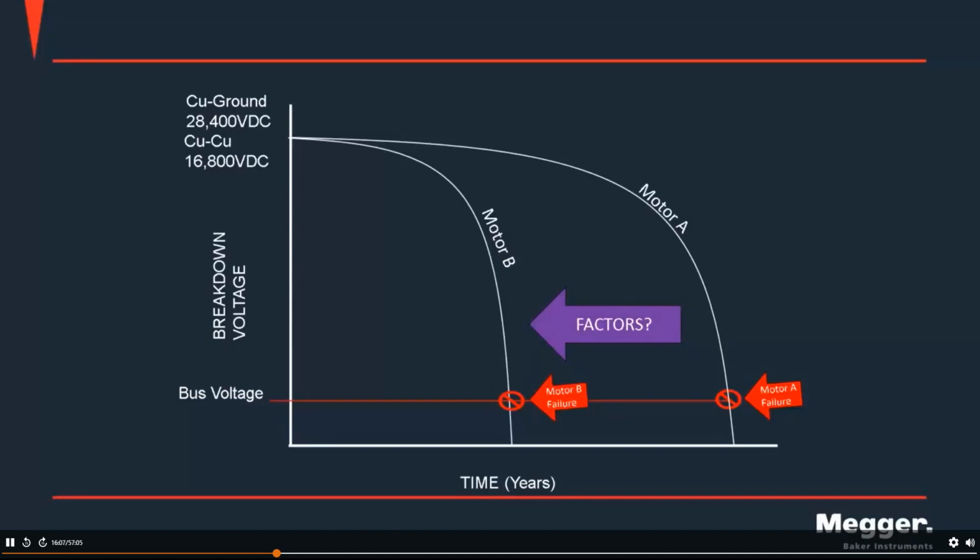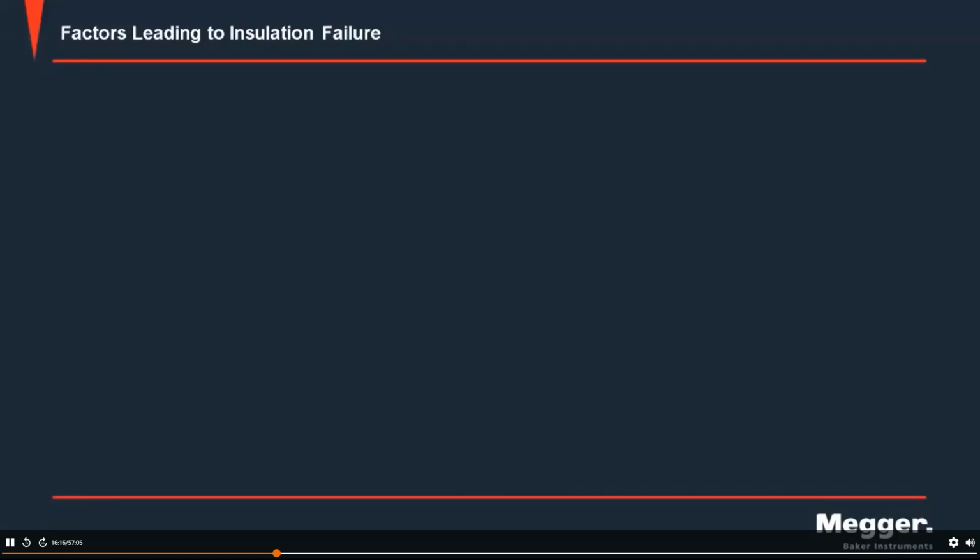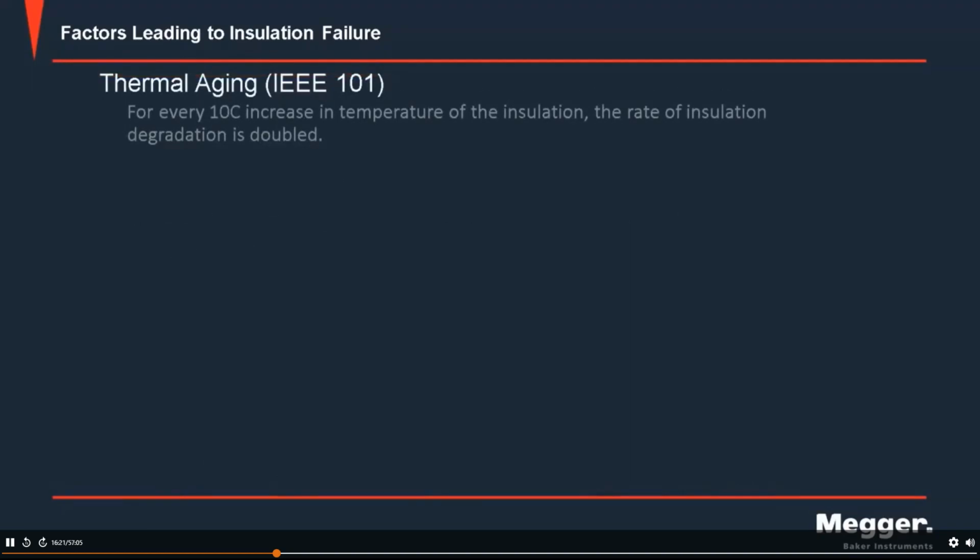So those factors are defined primarily by the environment, and the main driver, as I mentioned earlier, is heat. So let's talk about those factors. What are the factors that lead to insulation failure? I mentioned heat, and we know that thermal aging is the primary driver for insulation failure. And there's a rule of thumb that for every 10 degrees C increase in the temperature of the insulation, the rate of insulation degradation will double. So it's going to deteriorate at a much faster rate the hotter that we operate that motor.